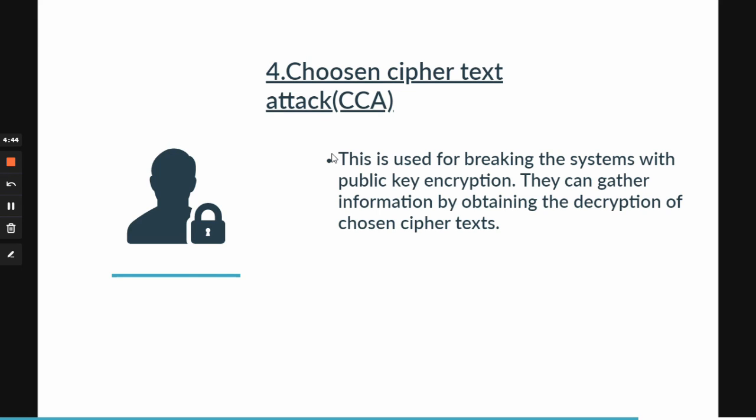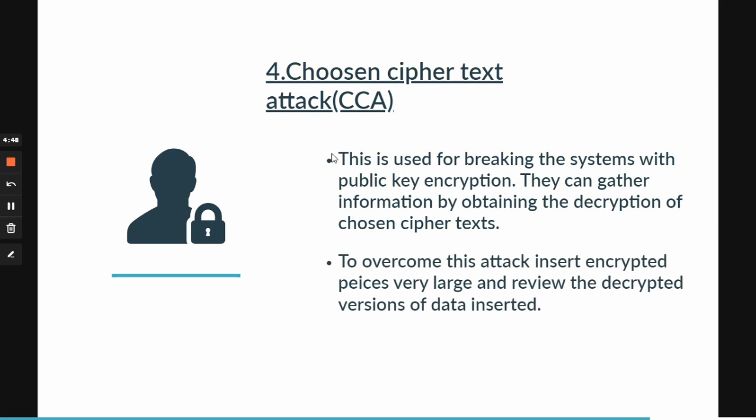And the second one is we need to review the decrypted value with the encrypted value and all the data and all the processes we are doing, so that we can understand this is the correct process and not a process done by the attacker. So that is how you overcome this one.